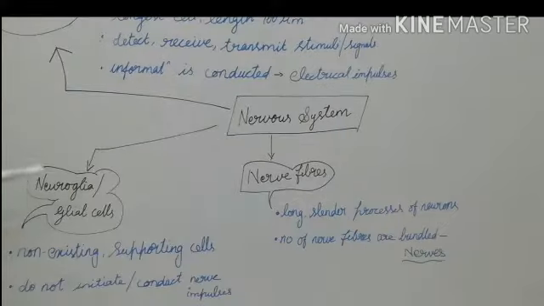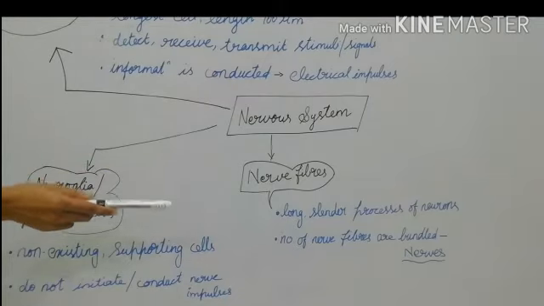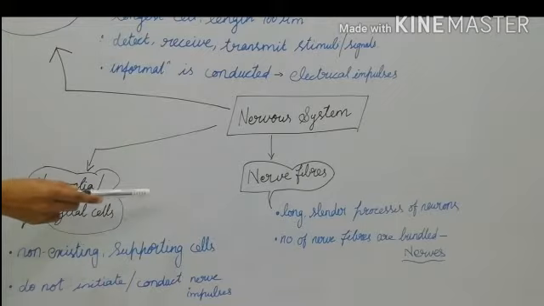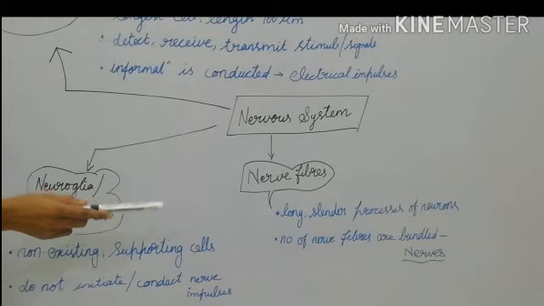And next is the neuroglia, which is also known as glial cells. These cells are non-excitable supporting cells, and they do not initiate or conduct nerve impulses. So its function is just supporting the cells. And next is the nerve fibers. These nerve fibers are long, slender processes of neurons. So these nerve fibers will help these neurons. A number of nerve fibers are bundled to form the nerves.